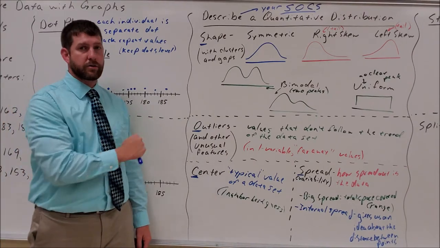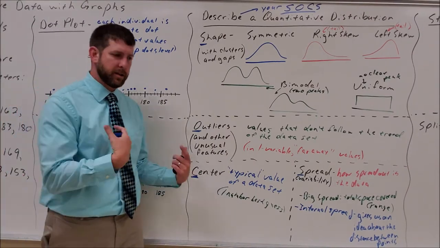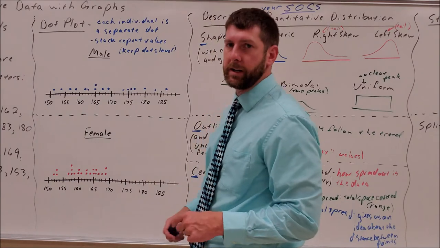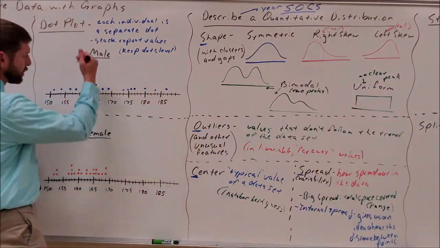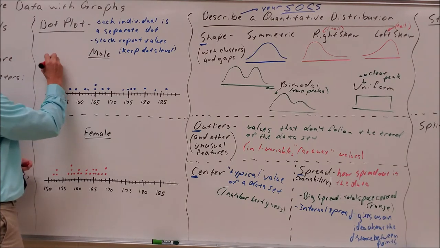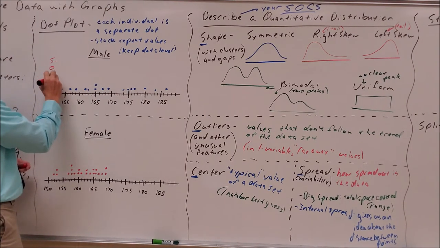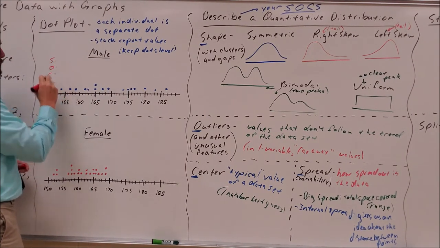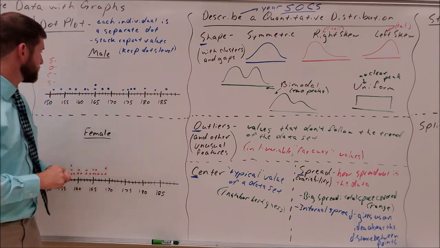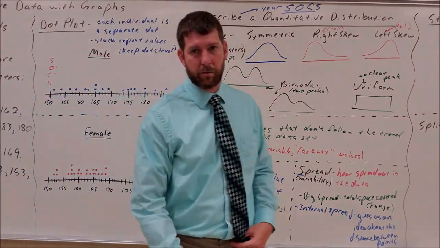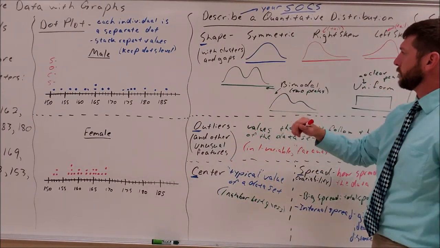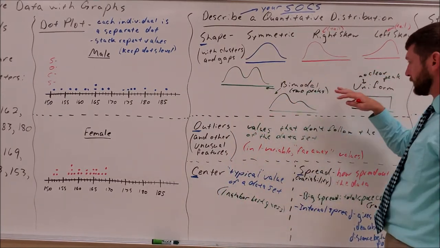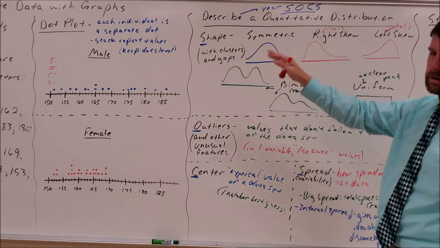Now that we know how to describe using SOCS, let's look at the example we had here and see if we can do a little bit of SOCS description. All right, so on this male graph right here: shape, outlier, center, spread. Let's just do a little superficial description. What do we think the shape is? Do we get a really good picture of what the shape is? Do we feel like it's most of the data in the middle and then kind of flat? Or do we feel like it's kind of uniform with no shape? Do we feel like it's clustered?